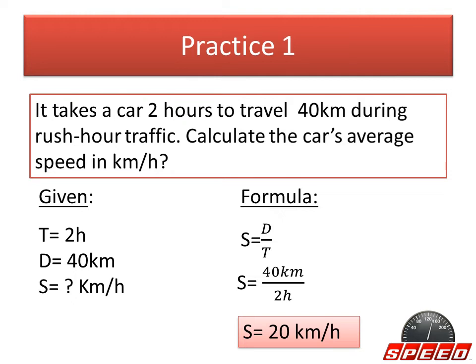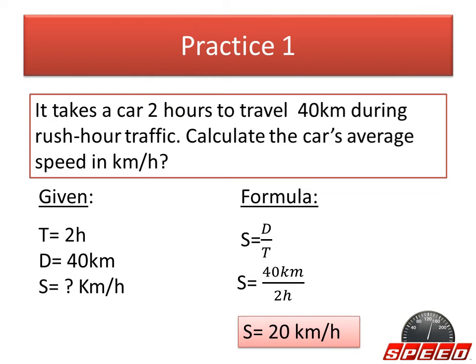We put two titles, the given and the formula. We put under the given everything that they have given to us in the practice. Like the time, it's 2 hours, the distance 40 kilometers, and the speed, we put question mark because we don't know it. We are trying to find it, but the unit should be in kilometers per hour.